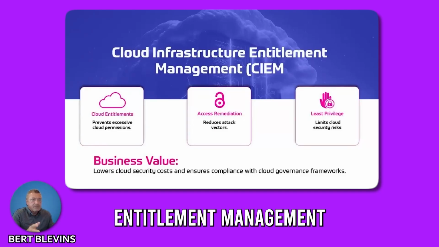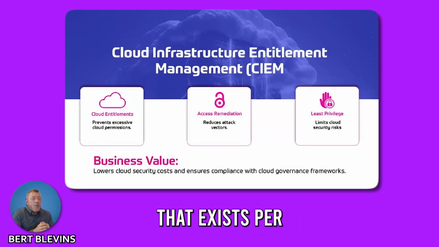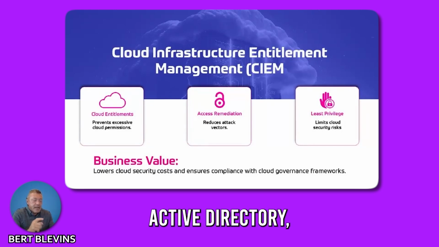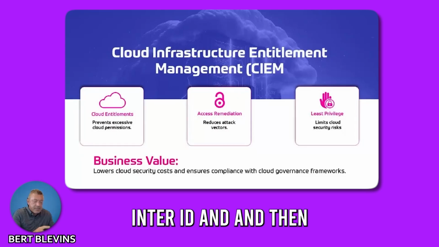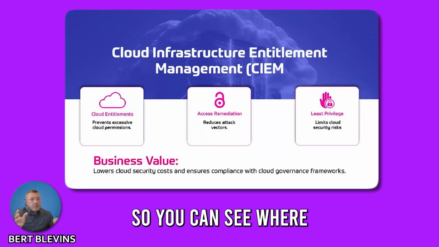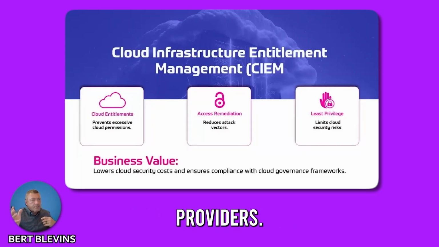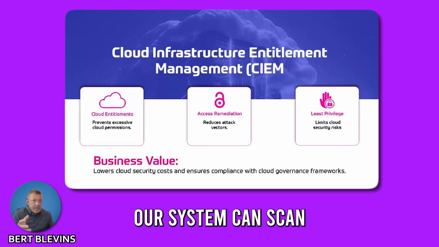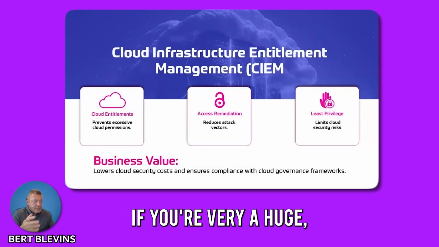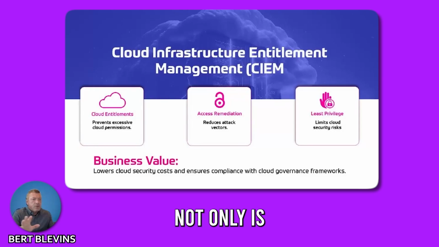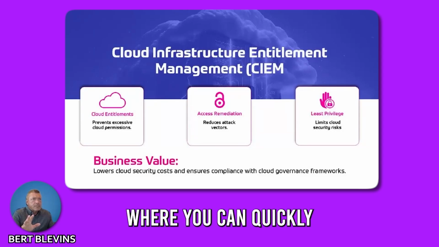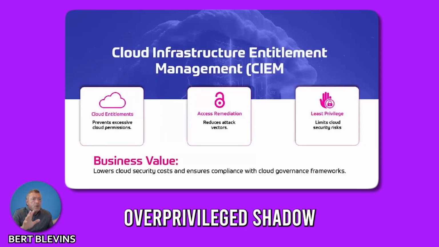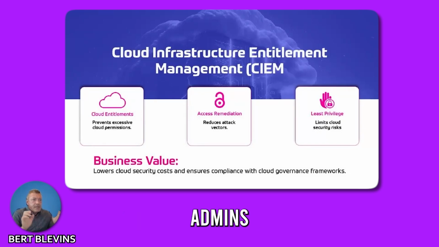Cloud infrastructure entitlement management is looking for entitlements that exist for that user object. Okay. And again, that user object could exist not only in Active Directory, it could exist in AWS, Entra ID, and so you can see where I'm going with this, and even other providers, Okta, Ping Identity, any of those, we can still scan any of those. Or a system can scan any of those, bring back the data so you can then make sense of it. Very huge. Not only is the business value where you can quickly see these over permissioned, overprivileged shadow admins, misconfigured accounts.